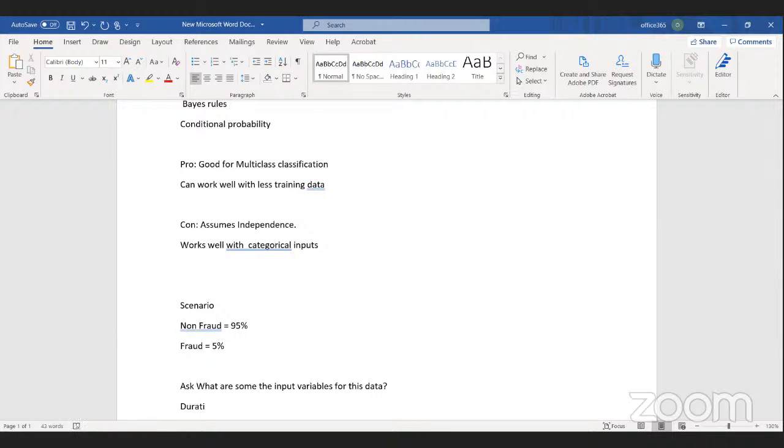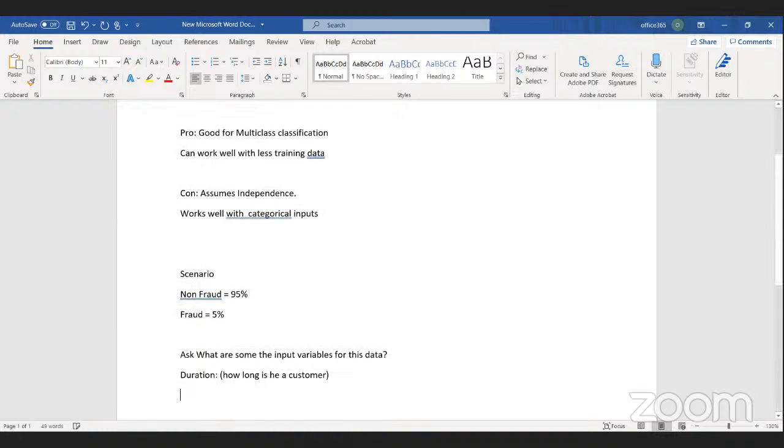You can probably immediately say duration. So let us assume there is something called duration. Now, what do you mean by duration? Obviously, respond in a way that will elicit more questions from you. So duration: how long is he a customer? On similar lines, we want to find out the tenure of the loan, that is the tenure of the loan period.